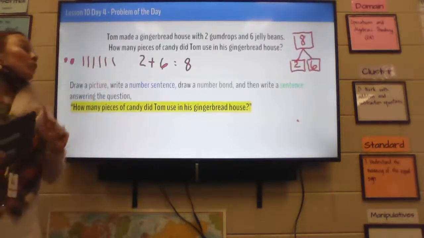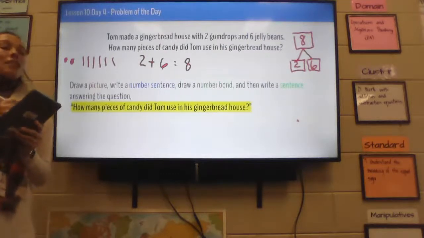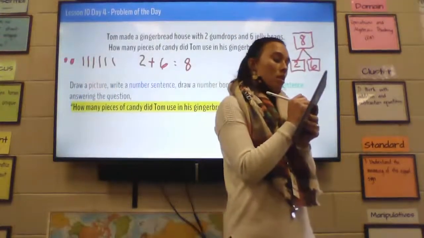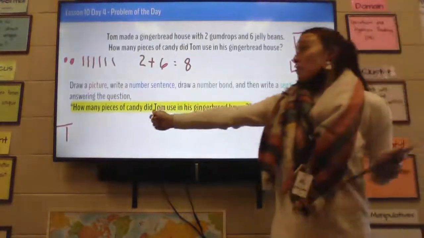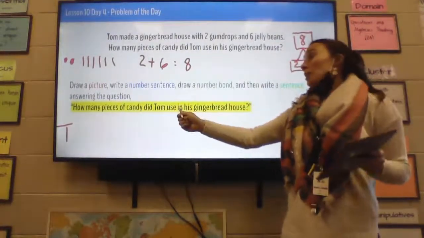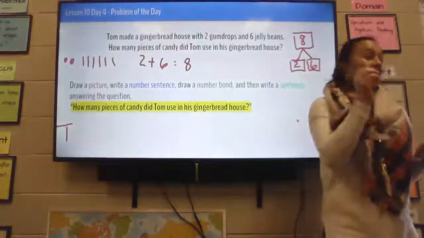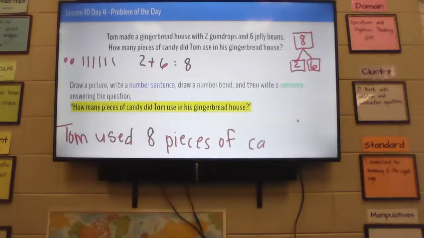Okay, tell me, Chloe, how did you answer this? There are 8 in all. Okay, there are 8 in all. Is there a way we could be a little more specific, Carter? Very good. So we used his name, Tom. Tom used 8 pieces of candy. That is great because he used all of the words that were in the question. Tom used 8 pieces of candy.